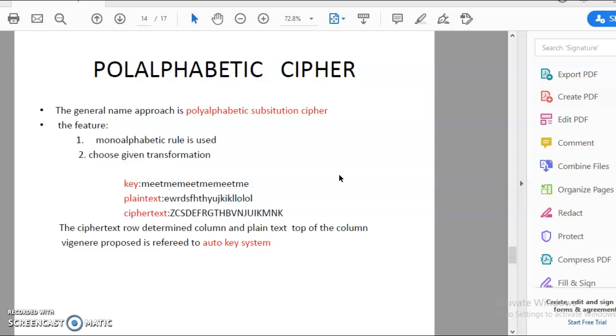Polyalphabetic cipher. Let's say in the text we have A at 5 places. So the first A can be replaced by some other character, the second A can be replaced by some other character, and the third A can be replaced by some other character.